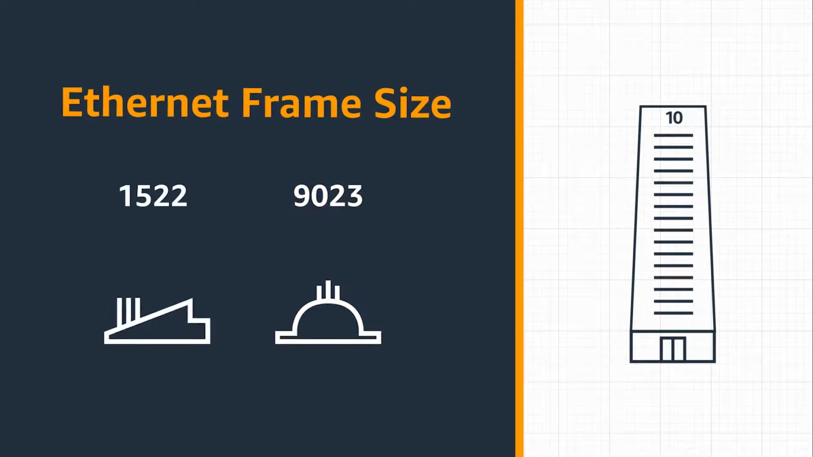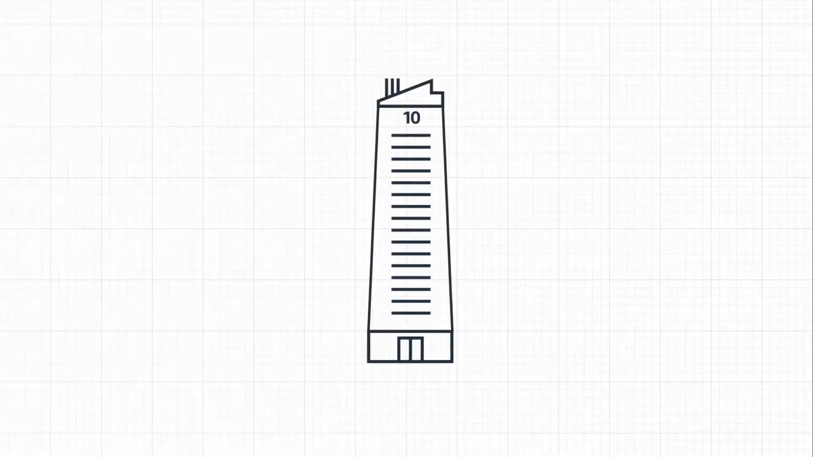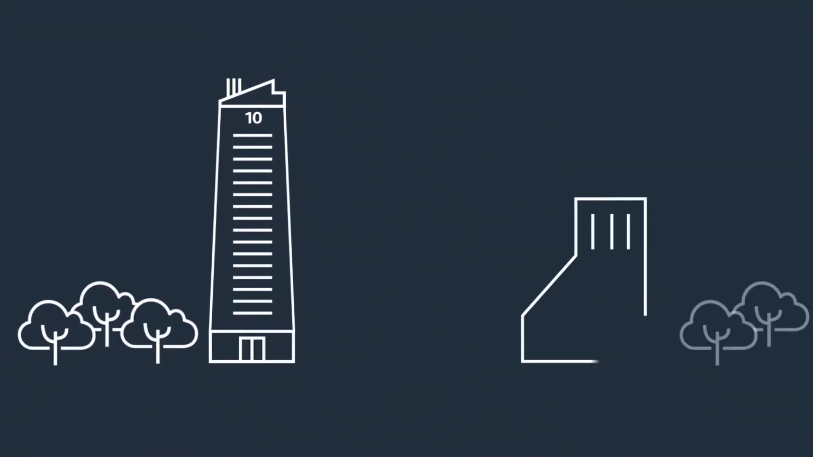Ensure that all the equipment you will use to connect your on-premises location to your AWS environment supports the Ethernet frame size you want to implement. For this scenario, we will use frame size 1,522. You have now considered all the prerequisite options for preparing your connection to Direct Connect. Now you're ready to get started.